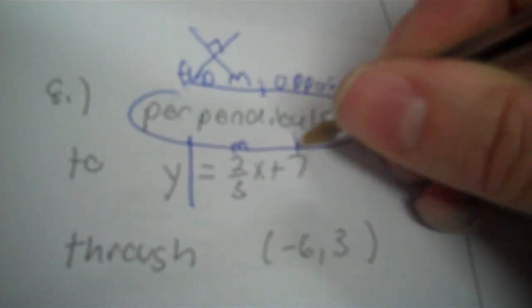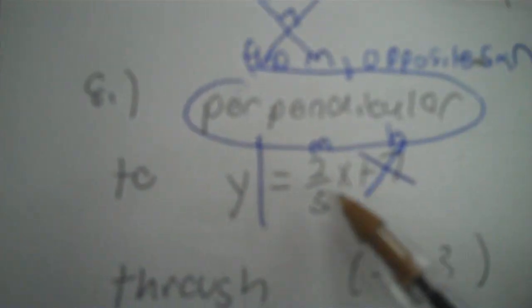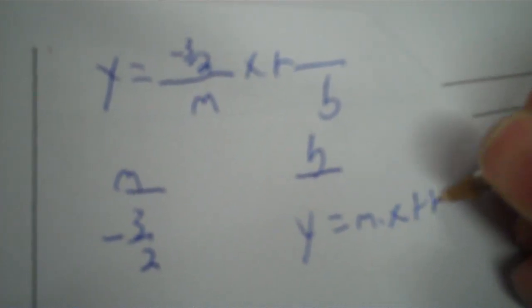Okay, so their equation's there, mx plus b. I don't care what their b is. So their m, I have to flip it to 3/2. And if their m is positive, I have to make mine the opposite sign, so it'd be negative. -3/2. So y equals m times x plus b.